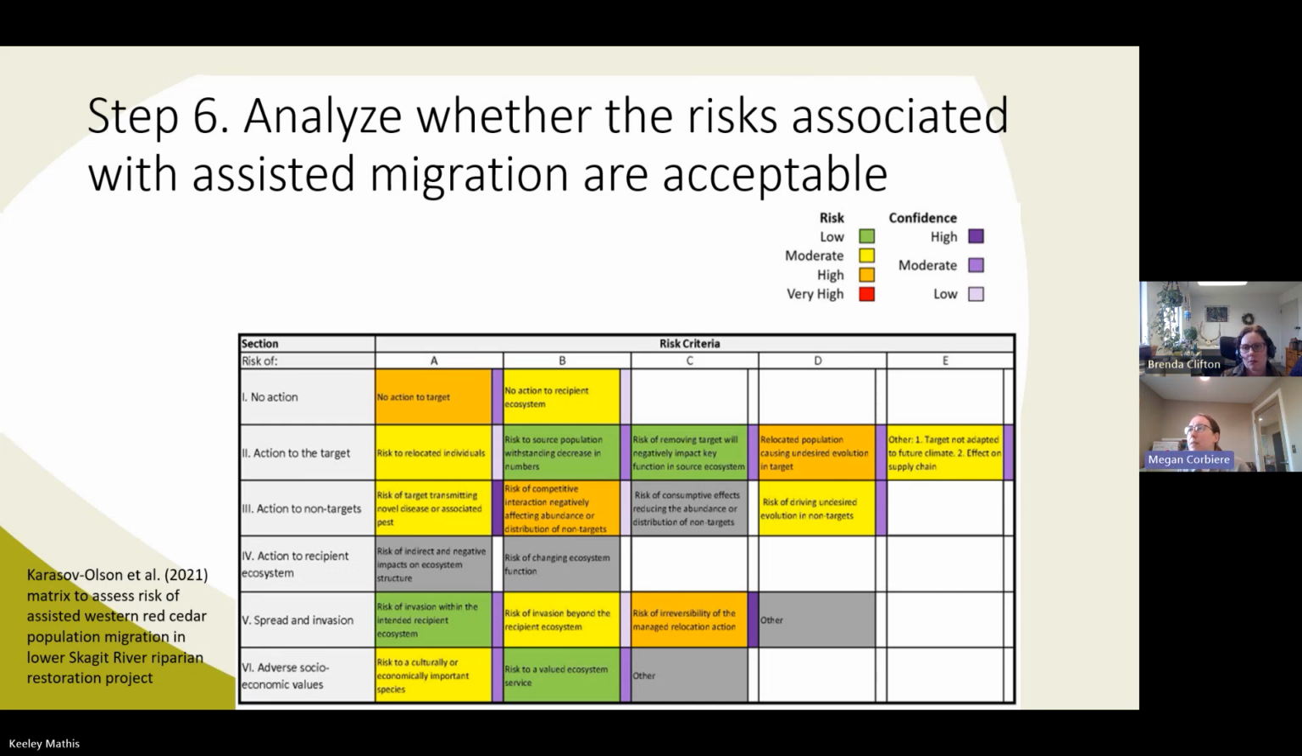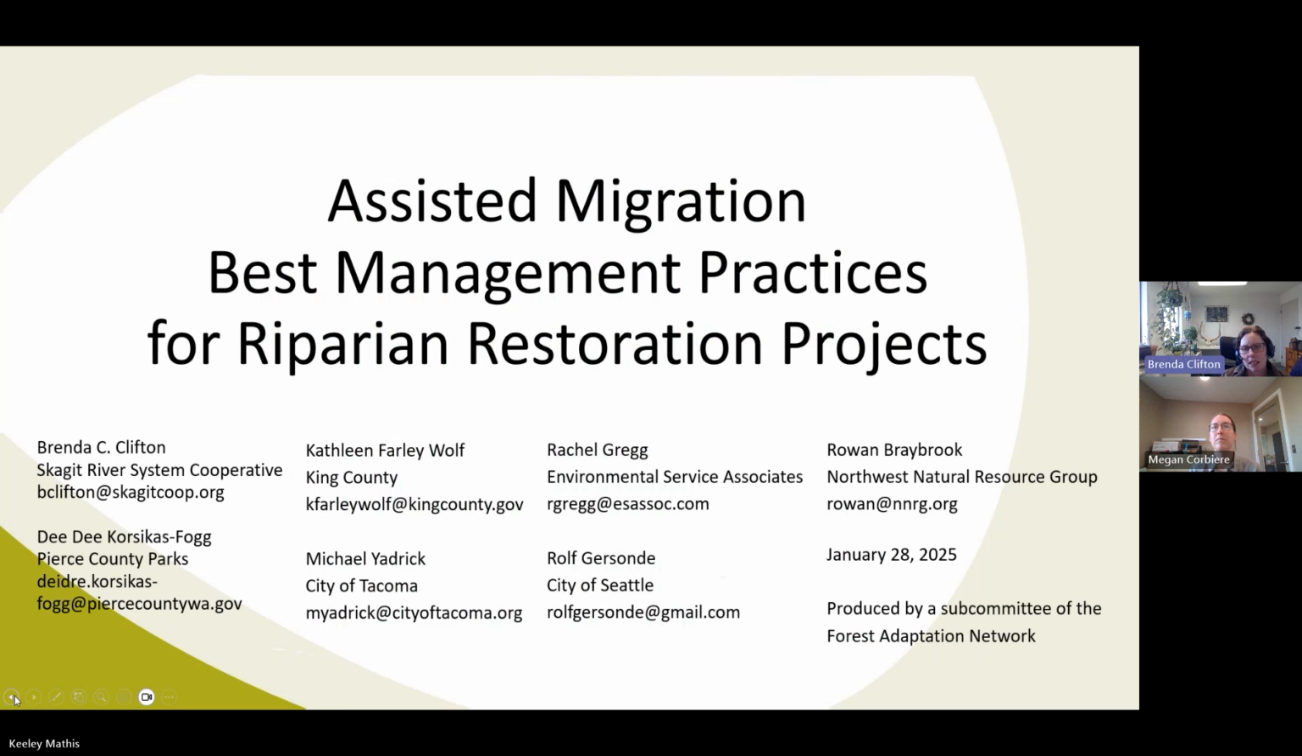Could you share the Forest Adaptation Network information again? And it's Rowan Braybrook. The Forest Adaptation Network is sponsored by the Northwest Natural Resource Group, and her email is to the top and to the right. We usually just meet quarterly, and there are presentations about planting trees and climate change, and then some subcommittees that are working on things like best management practices.